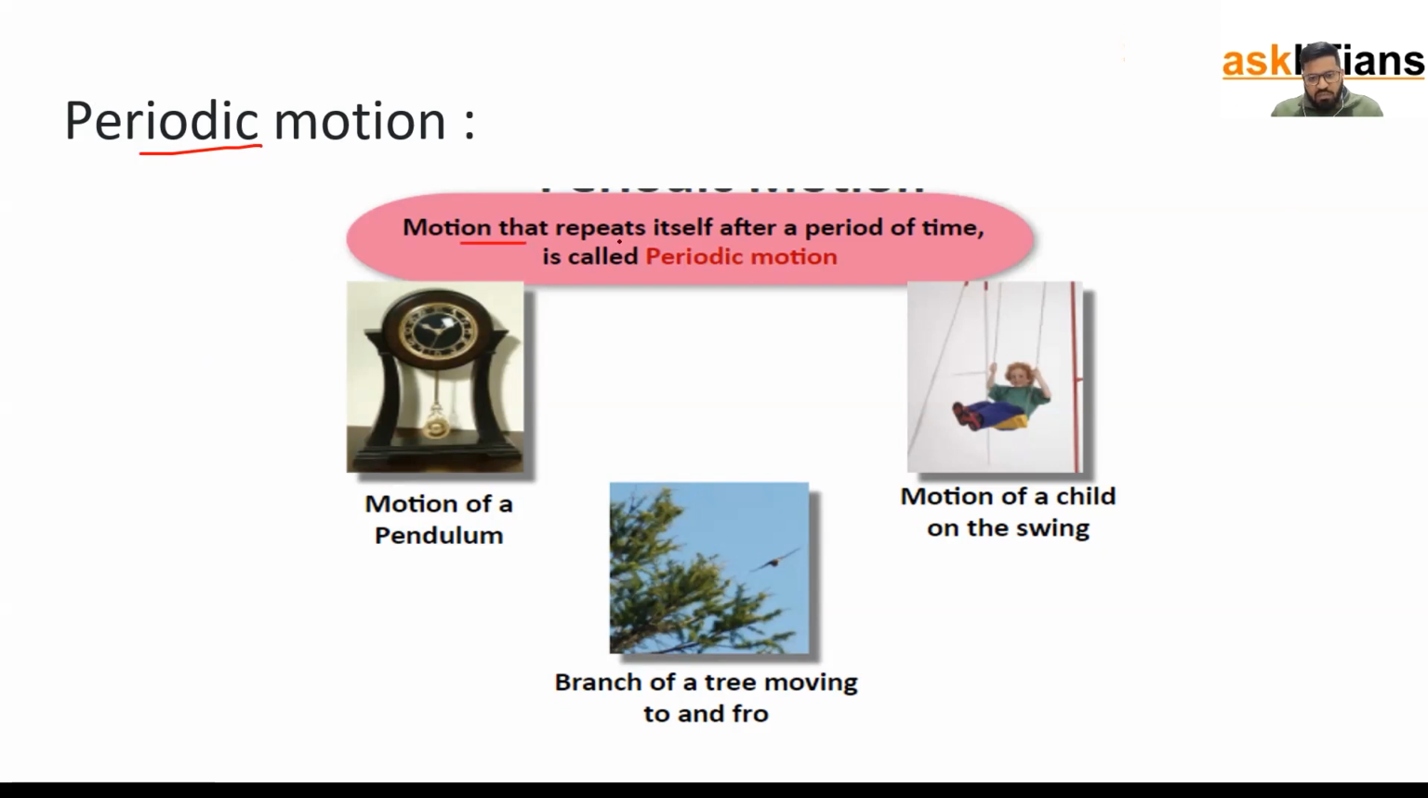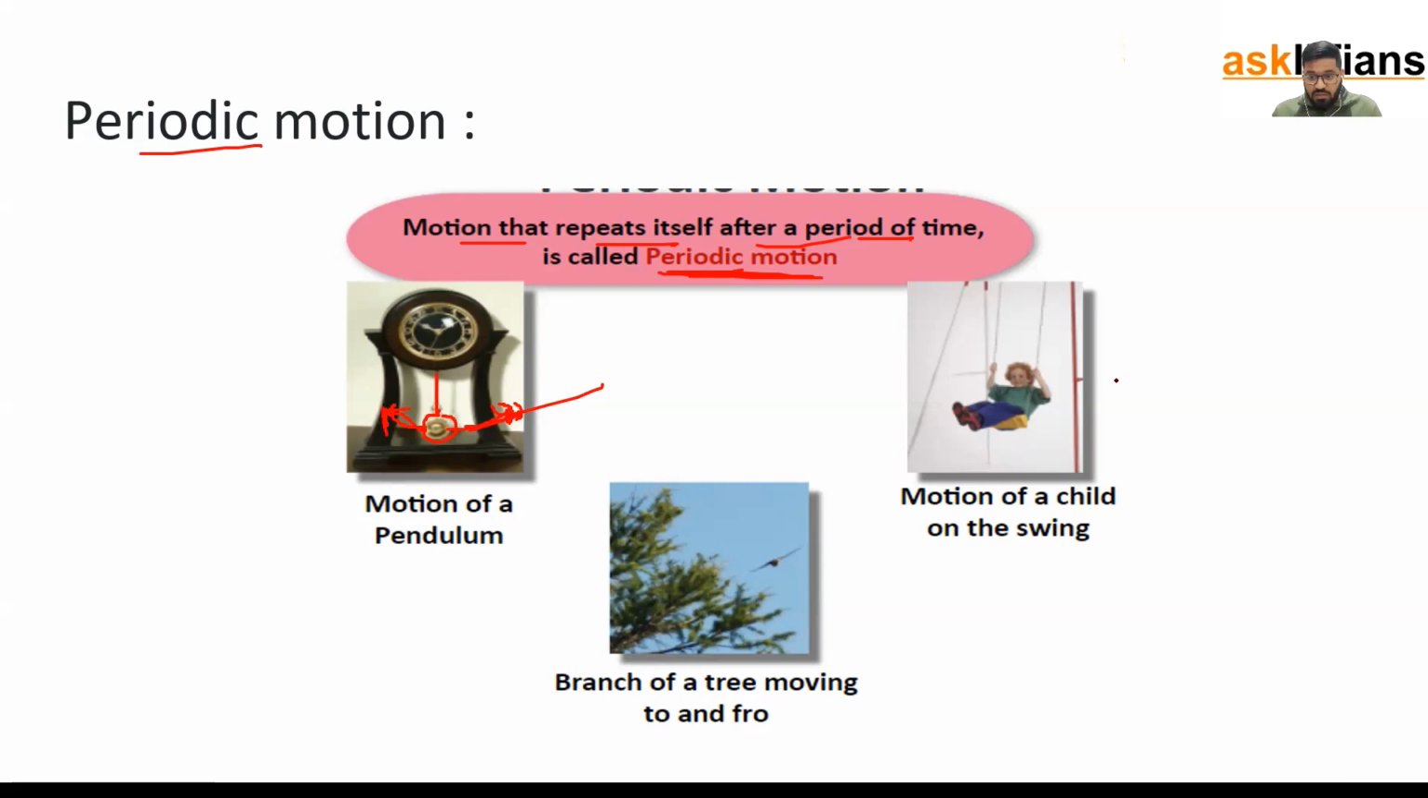It is written already here. Motion that repeats itself after a period of time is called periodic motion. I think this is clear. So this is the example of the motion of a pendulum. I think you all have seen this vintage clock. This is the hand of a clock which moves like this. First it goes here, comes back here, then goes towards the right like this. So it is basically repeating its motion. That's why it is considered periodic motion.